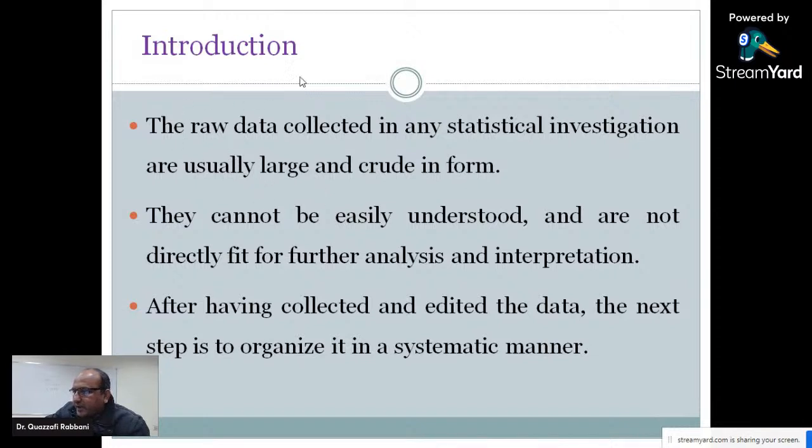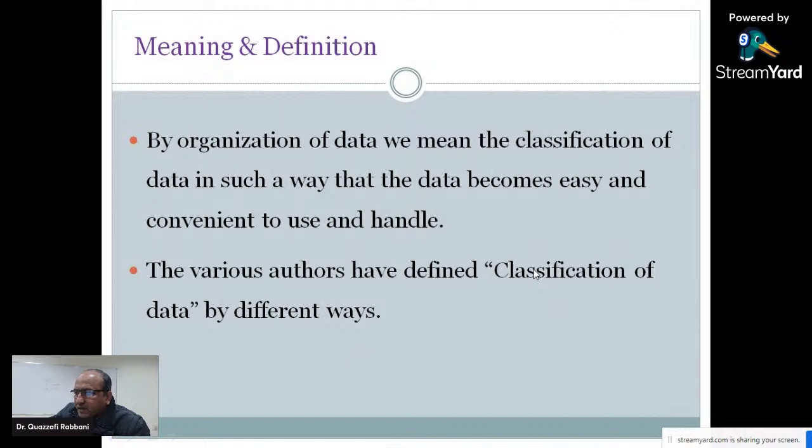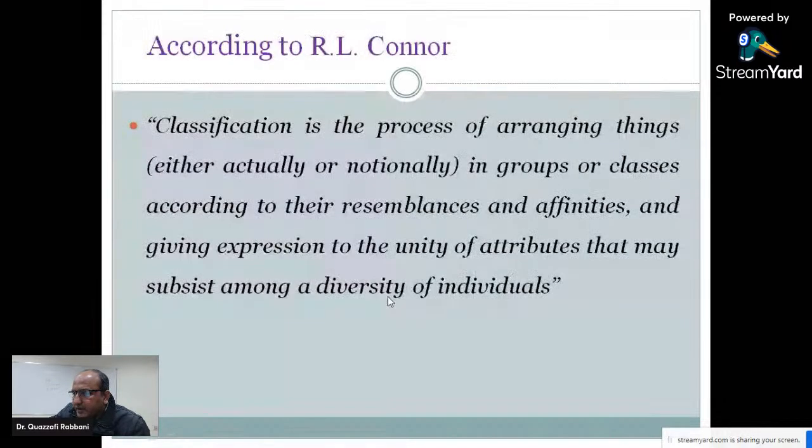Raw data collected in any statistical investigation is usually large and crude in form. It cannot be easily understood and is not directly fit for further analysis and interpretation. After having collected and edited the data, the next step is to organize it in a systematic manner. By organization of data, we mean the classification of data in such a way that the data becomes easy and convenient to use and handle.